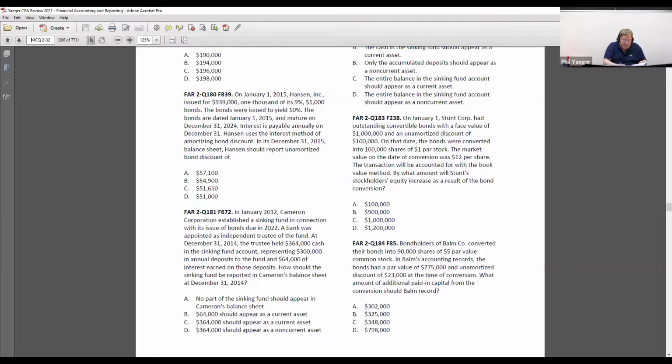We have to debit bonds payable $1 million. This is on page MCQ 294. We credit the discount for 100,000, so that's 900,000. We credit common stock for 100,000, right? So what's the plug to the entry? Additional paid in capital, excess part, for how much? 800,000. So answer B should be 800,000. That's a typo.